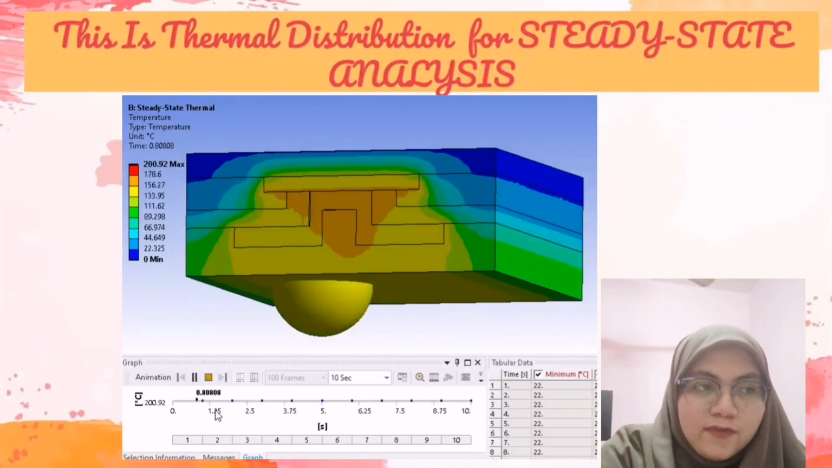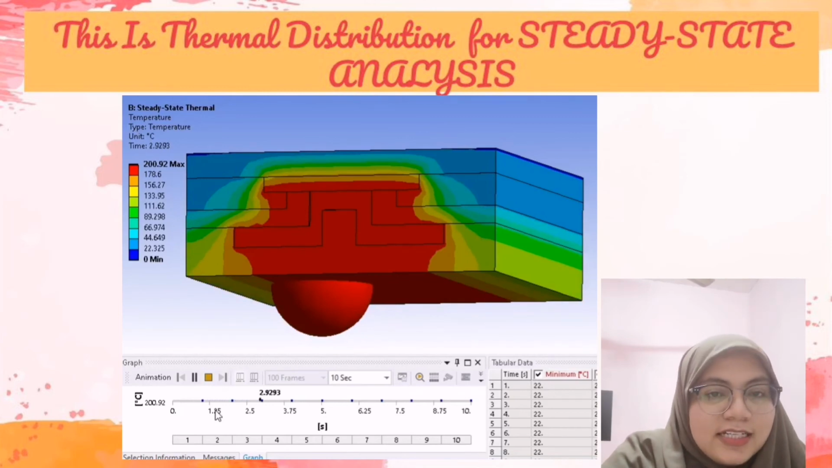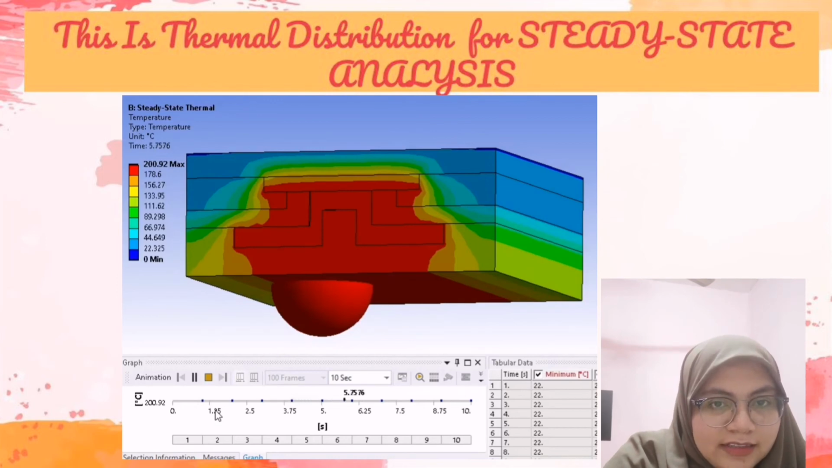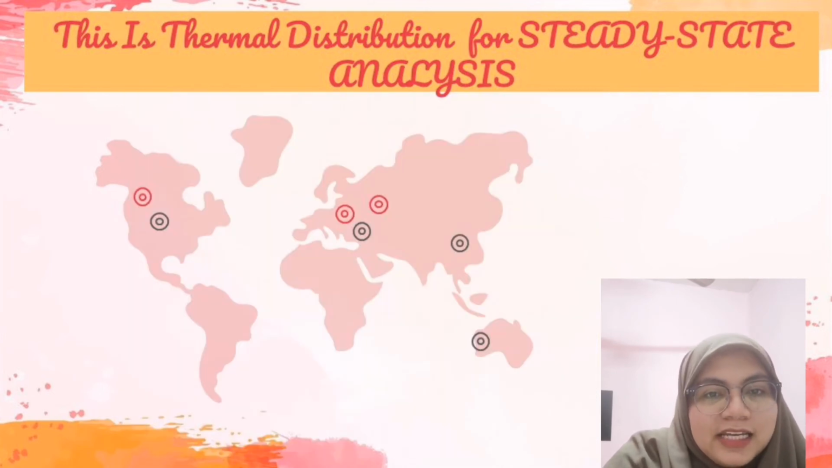This is the result for our thermal distribution. As you can see, this is the steady state analysis. You can see the flow of the red color is significantly rising from the dielectric and becomes red in the middle of this package. Why?